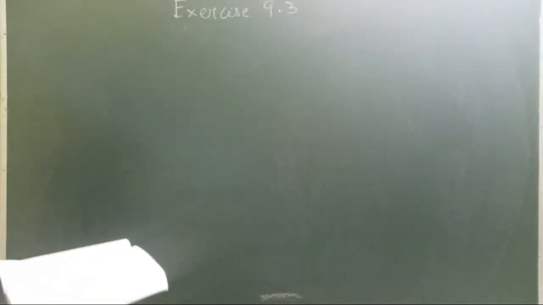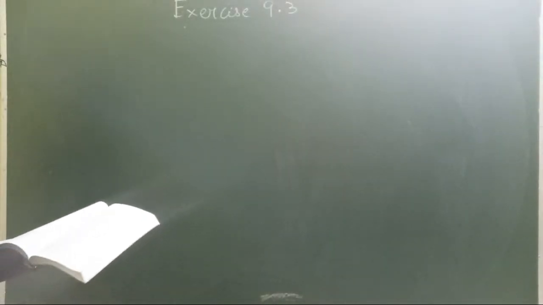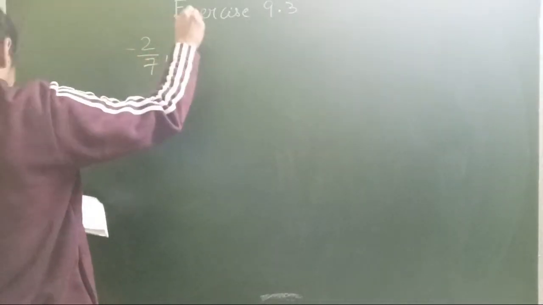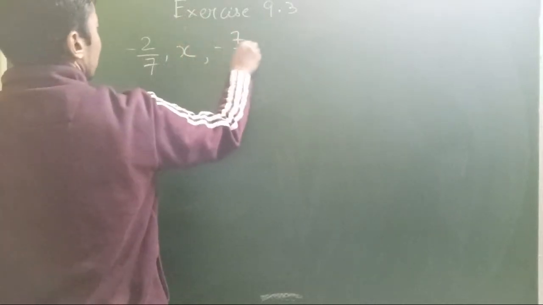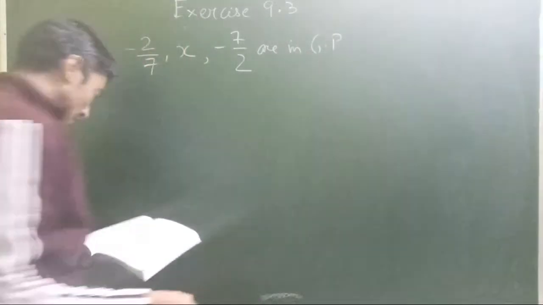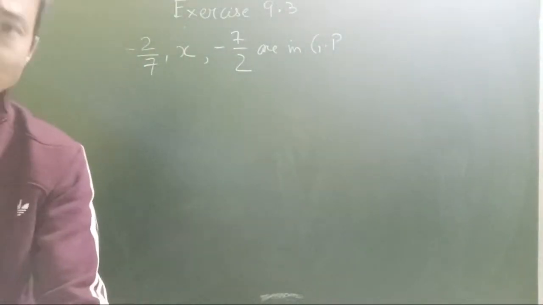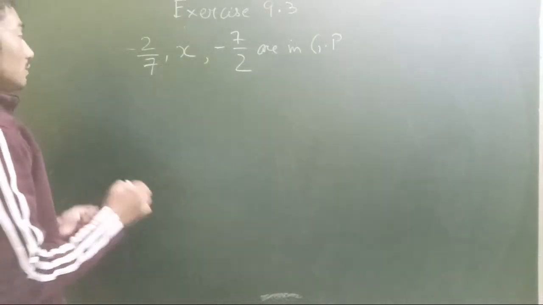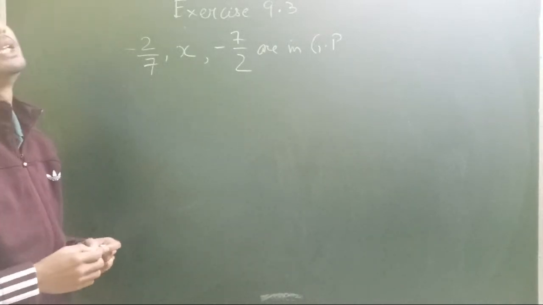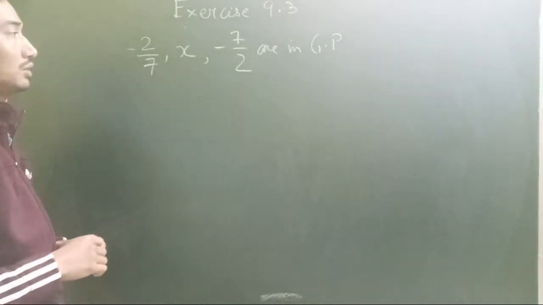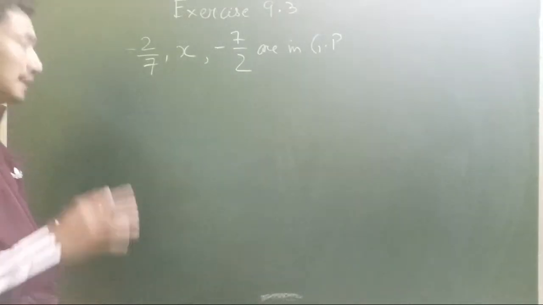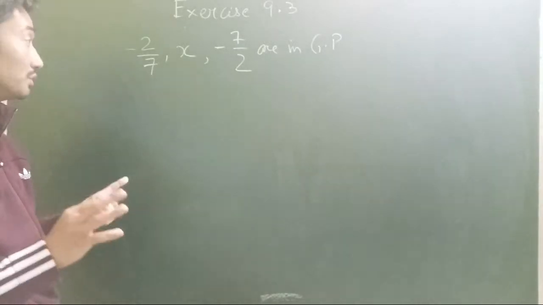For what values of x are the numbers minus 2 by 7, x, minus 7 by 2 in GP, in geometric progression? This one somehow talks about the concept of geometric mean, if you remember. But anyway, let's forget about the geometric mean. Even if we have no idea about the geometric mean, which of course I told you in the previous class, let's assume that we do not know anything about it.